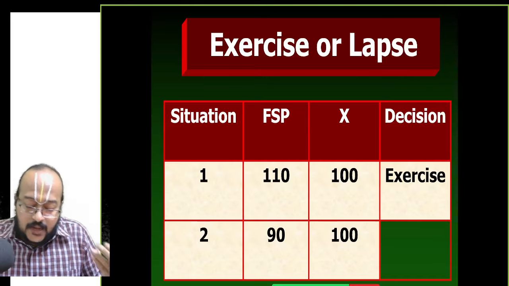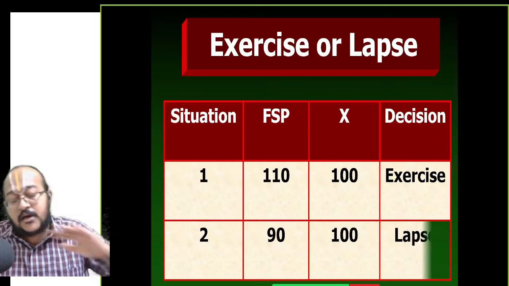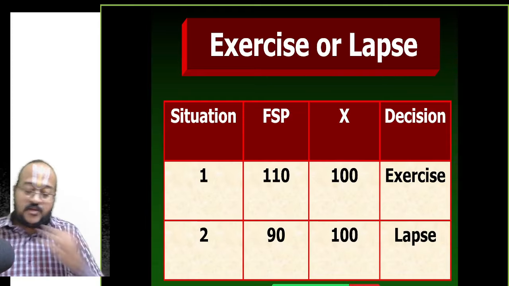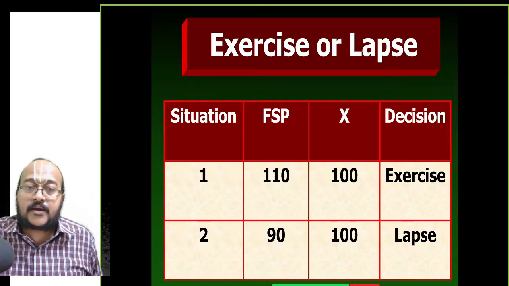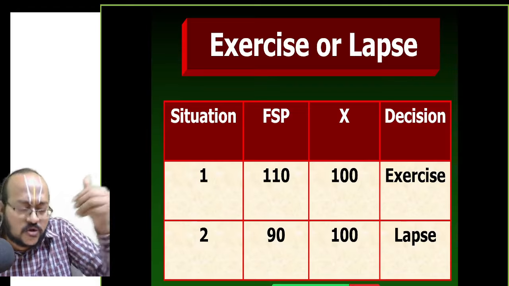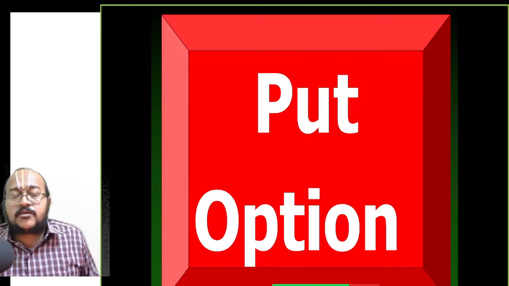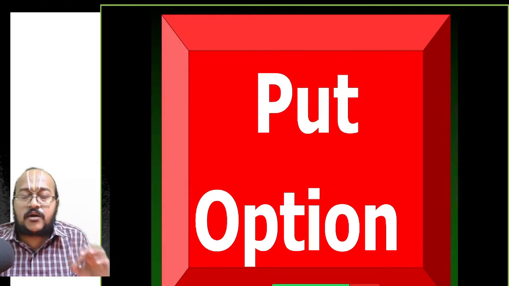Understood? So what will happen? Exercise price is 100 and future spot price is 90. Now you will lapse. You will let the contract lapse. Understood how exercise and lapse happen in case of an option buyer? This is clear. Next, come to put option. This is clear. Call option 100% clear.